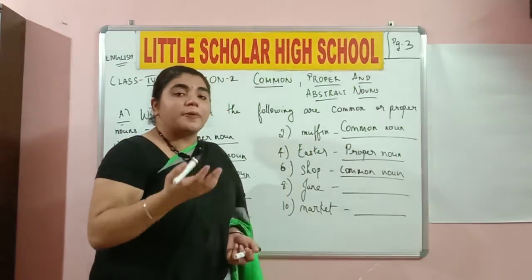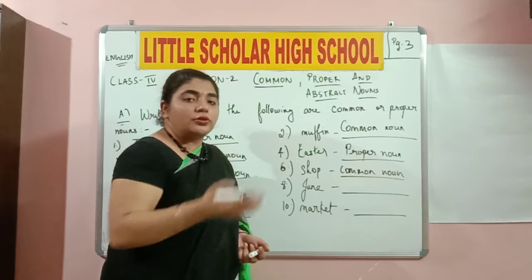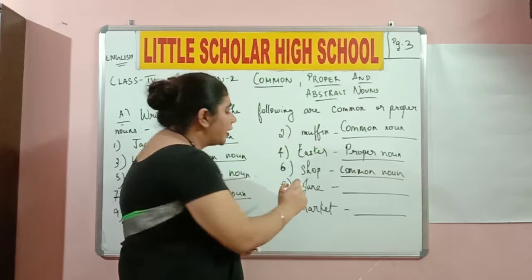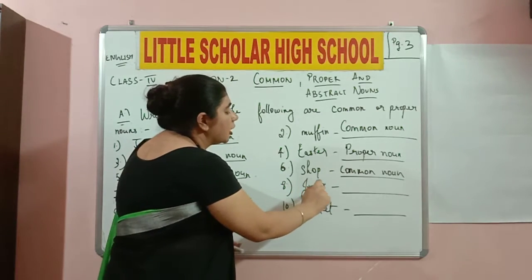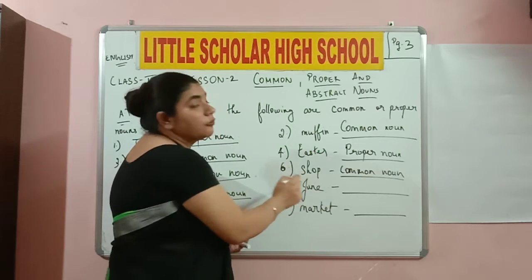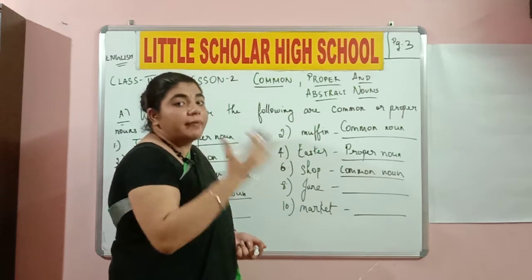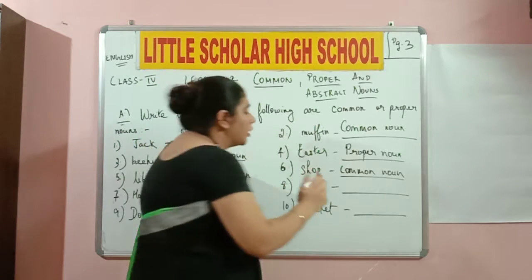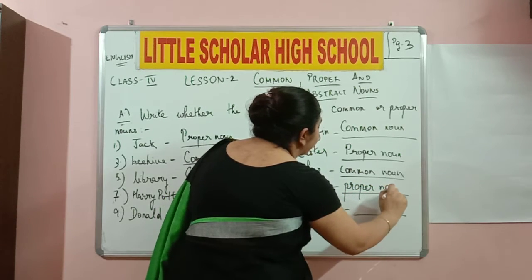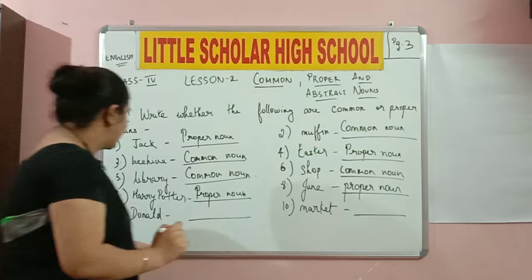June. June is a specific month amongst all the 12 months. June is one month mentioned in them. Did I write here month? If I would have written here month, then it would be a common noun. But they have mentioned which month. They have specifically mentioned the name of the month. So it is a proper noun. And also June begins with a capital letter J.